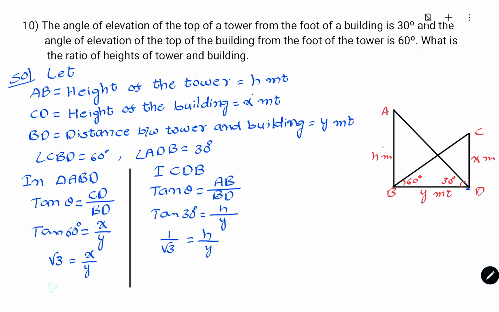Do cross multiplication. Then √3 y is equal to x. This is equation number 1. For the second, don't do cross multiplication, just transpose y from RHS to LHS. Then y/√3 is equal to h. This is equation number 2.